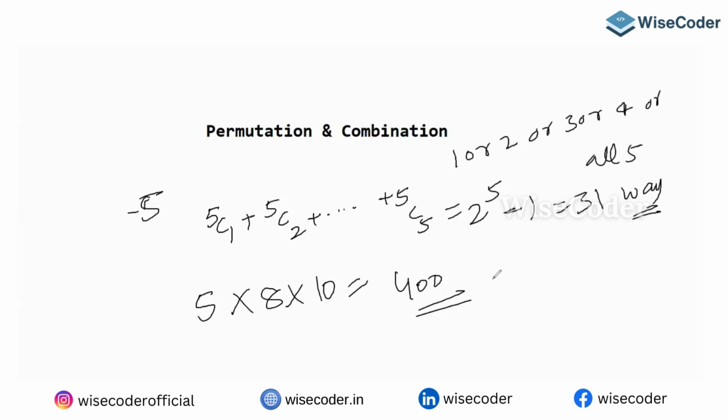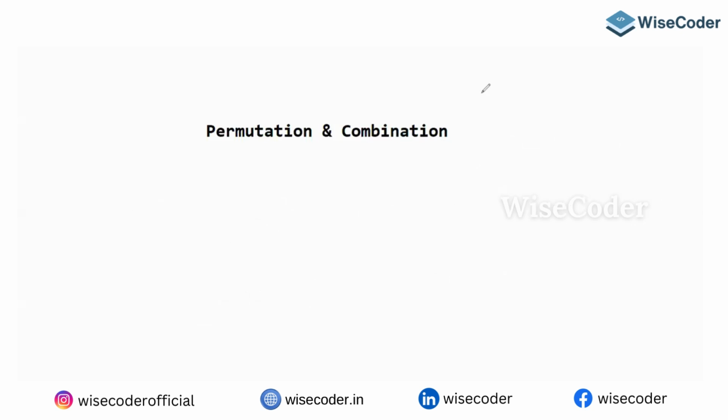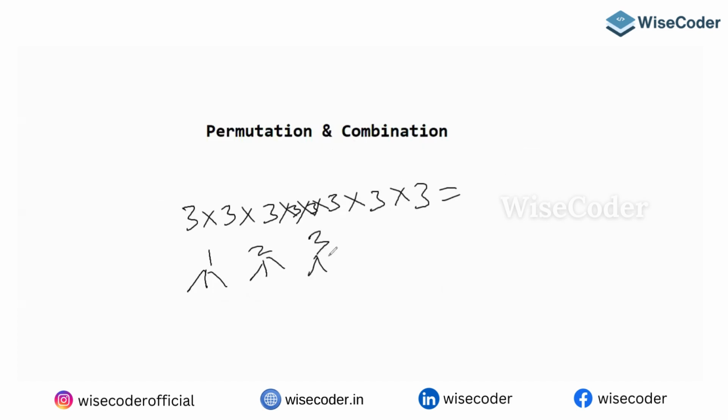The first chocolate can be given in 3 ways, no? Yes or no? The first chocolate can be given in how many ways? 3 ways. The second chocolate also in 3 ways. The third also in 3 ways. Like that there are 8 chocolates, so every chocolate has 3 ways. The second also 3, the third also 3, the fourth also 3, the fifth also 3. Which means 3 power 8.